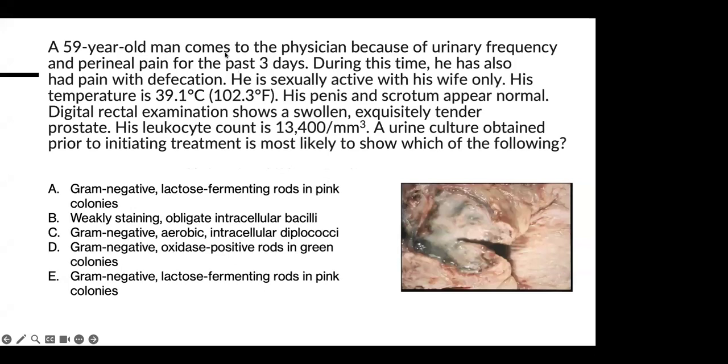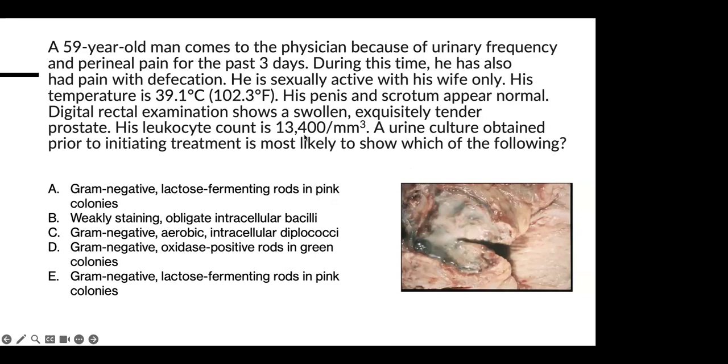Amazing. So let's continue. Our next question, we're almost done here. A 59-year-old man comes to the physician because of urinary frequency and perineal pain for the past 3 days. During this time, he has only had pain with defecation. He is sexually active with his wife only. He had a temperature of 39. He has fever. His penis and scrotum appear normal. DRE shows a swollen, exquisitely tender prostate. His leukocyte count is 13,000. It's very typical for an infection. So a urine culture obtained prior to initiating treatment is most likely to show which of the following?